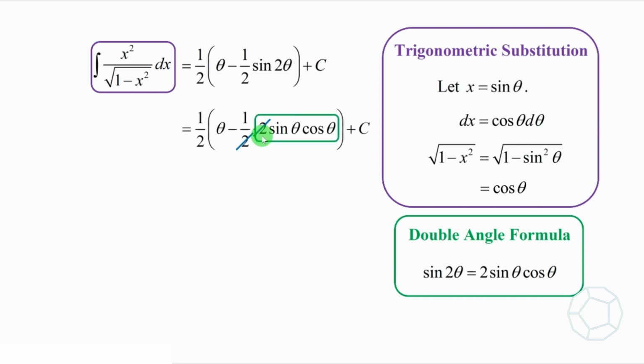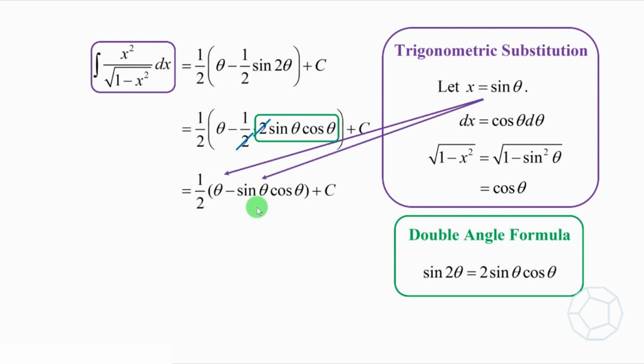Cancel out the 2, then we have 1 over 2 times (theta minus sine theta times cosine theta) plus c. Remember that in the previous steps, we have x is equal to sine theta. We can put this into the first two terms. Also, the square root of 1 minus x squared is equal to cosine theta. This is for the last term. Great! Let's put everything inside. So this integral is equal to 1 over 2 times (arc sine x minus x times the square root of 1 minus x squared) plus c. We are almost done.